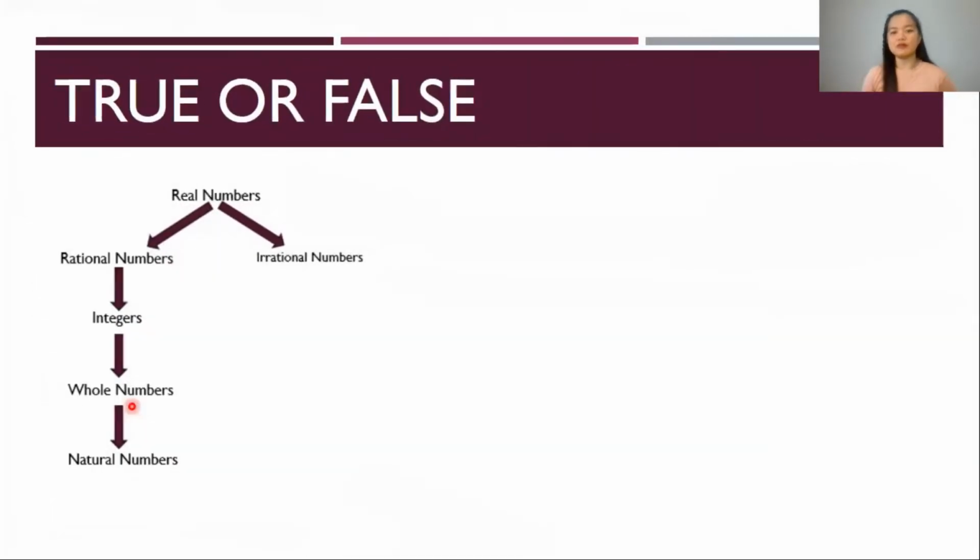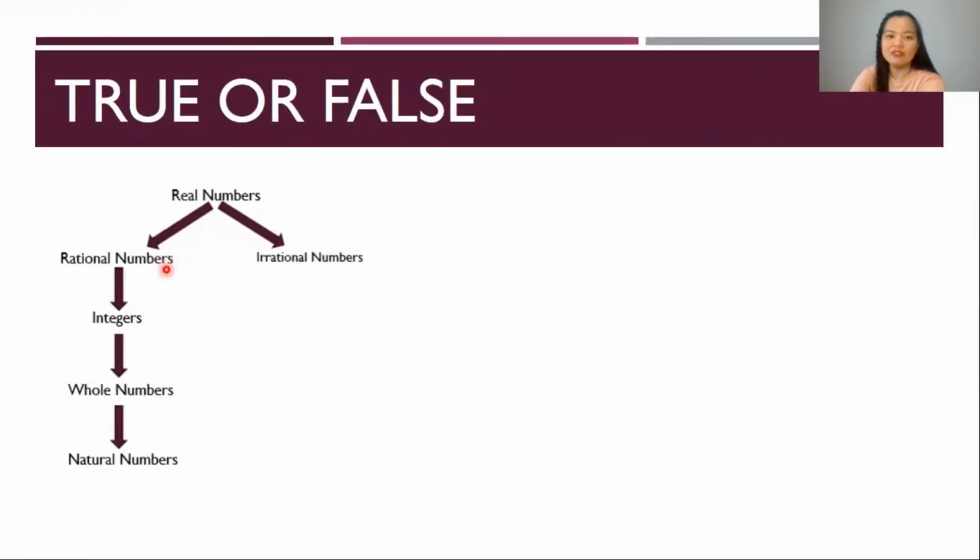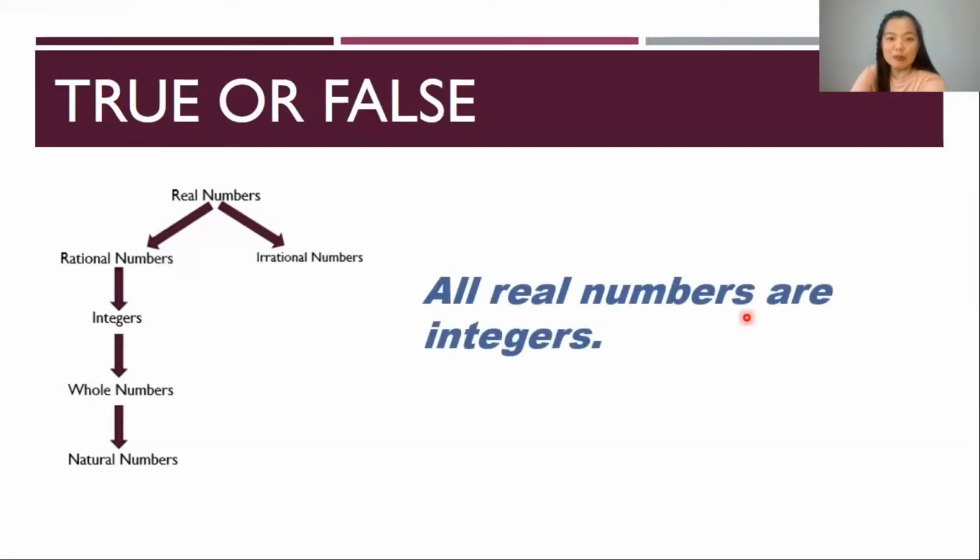Next, how about if we have all integers are real numbers? Okay, may connection sila at pataas, kaya it is true. We also have all real numbers are integers. Real number daw ay integer. Hindi naman lahat ng real number ay integer. Pwede ding rational, pwede ding irrational, kaya false. Hindi siya diretso doon. False.